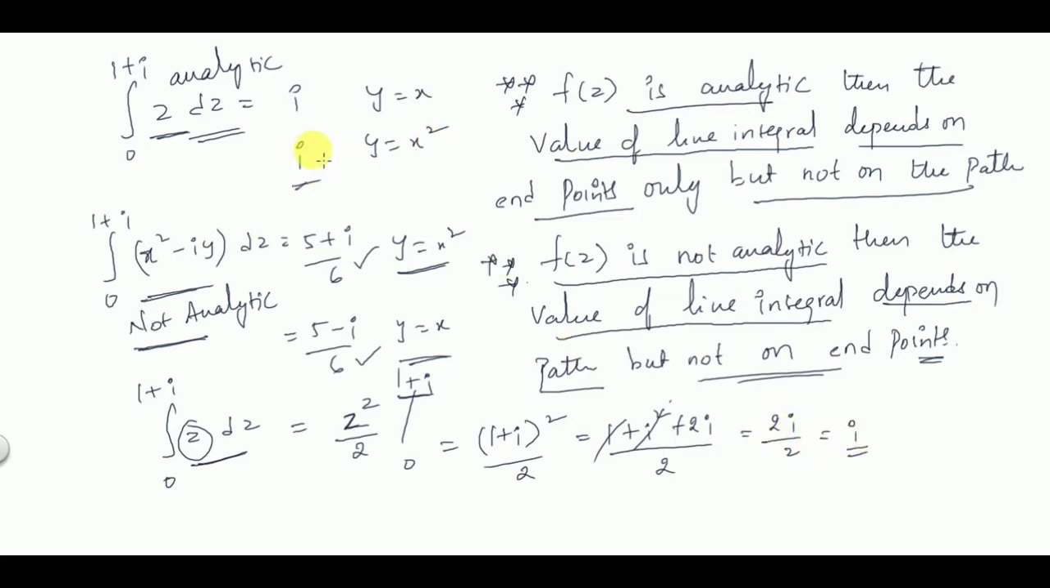So the same value. Okay, so it depends only on the endpoints. This is the starting point, 0 is the starting point, and the endpoint is 1 plus i. So here the integral depends only on endpoints, but not on the path. That is why, irrespective of path, for these two paths you are getting the same value for the line integral, because f of z is analytic. Okay, so remember these two very important points.